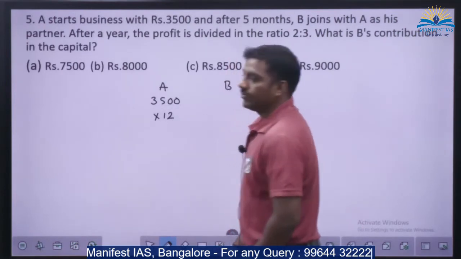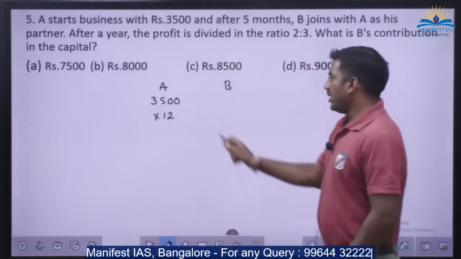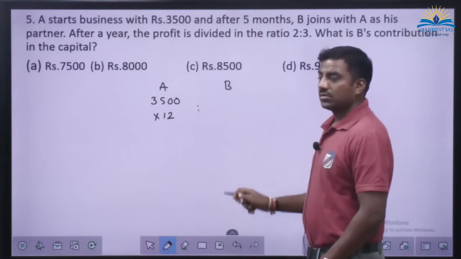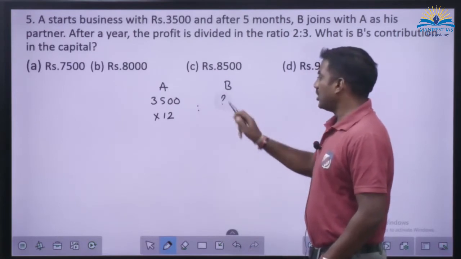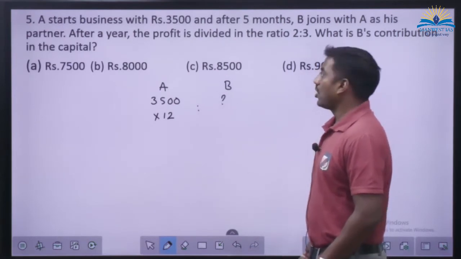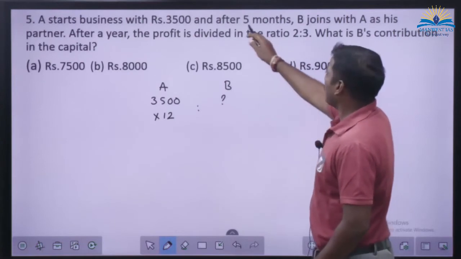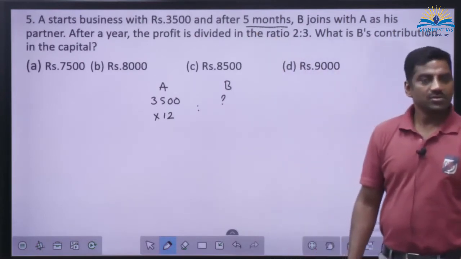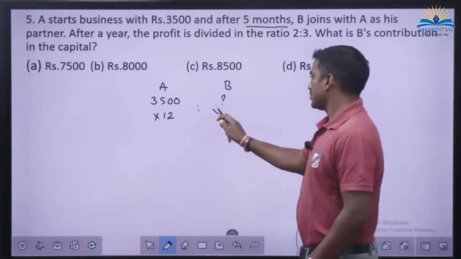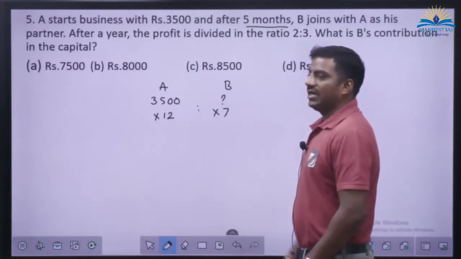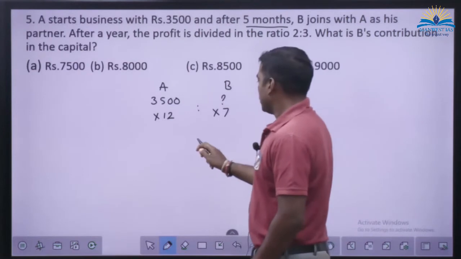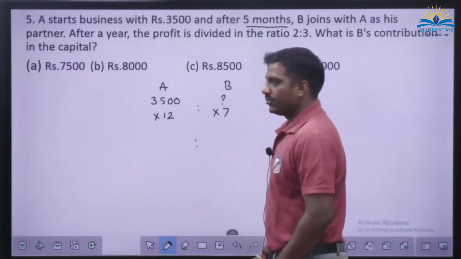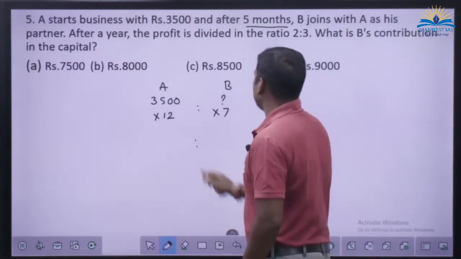What about B? How many years? I don't know the investment, but for how many months? He joined after 5 months. So his investment has stayed for how many months? Finally, in what ratio are they sharing the profit? 2:3.